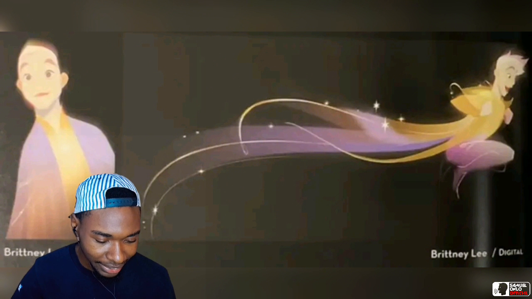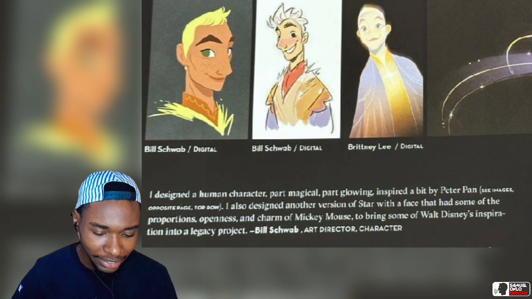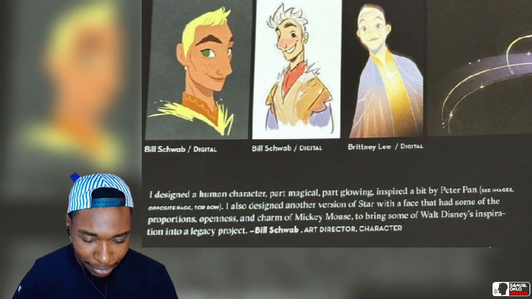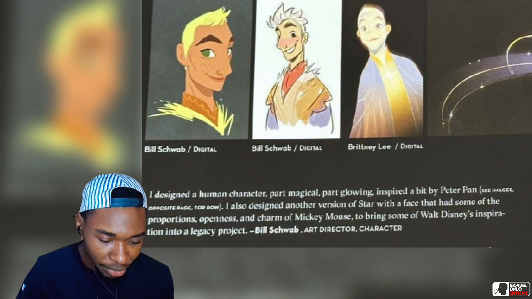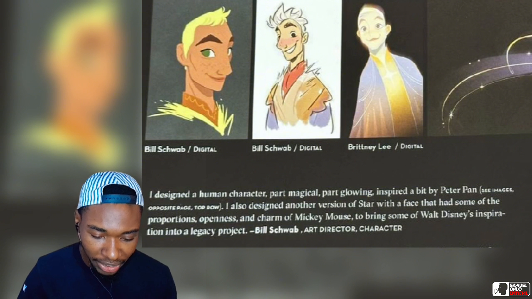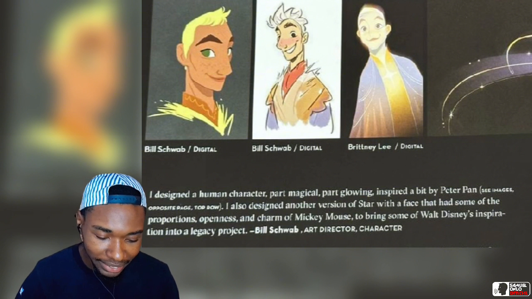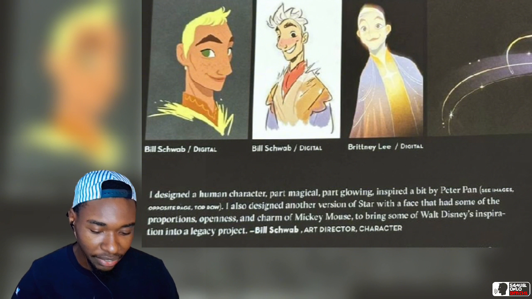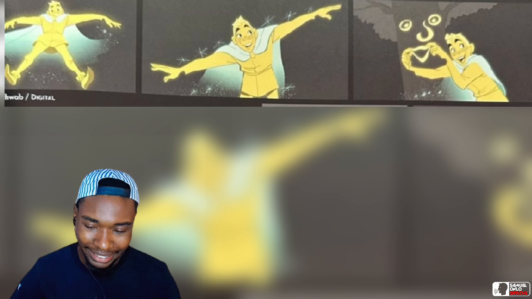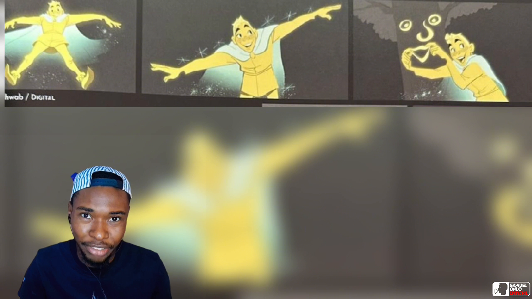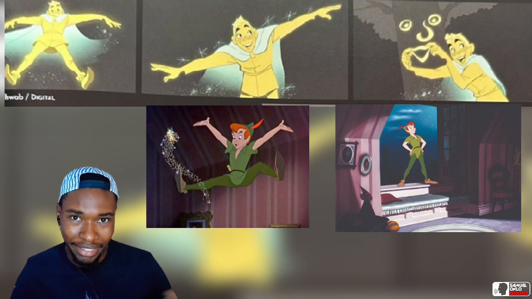So the text that goes with it says, "I designed a human character, part magical, part glowing, inspired by Peter Pan. I also designed another version of Star with a face that has some of the proportions, openness and charm of Mickey Mouse to bring some of Walt Disney's inspiration into a legacy project." That's from the art director Bill Schwab, and we can see images of him, like that fun, jumping spirit that Peter Pan had in the animated film.